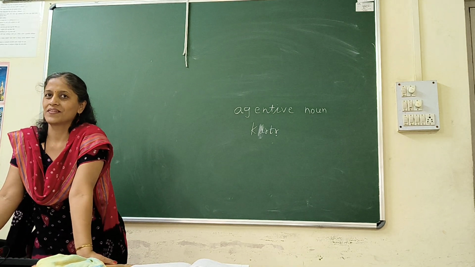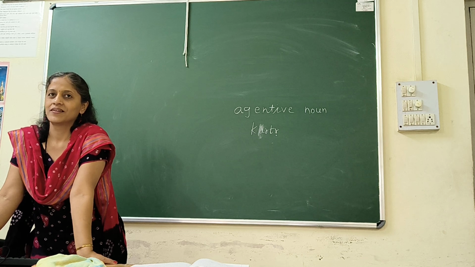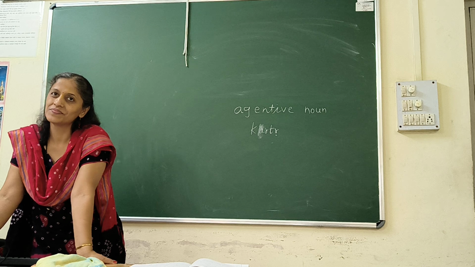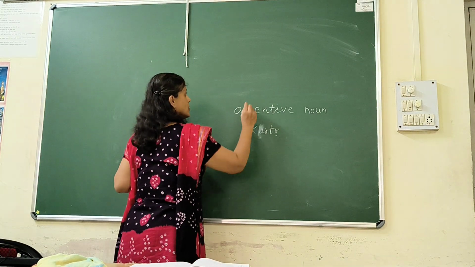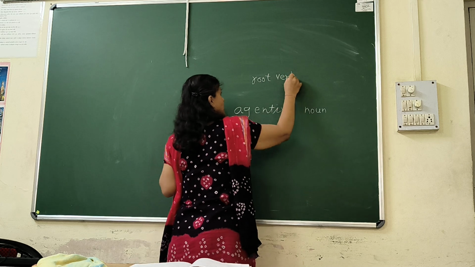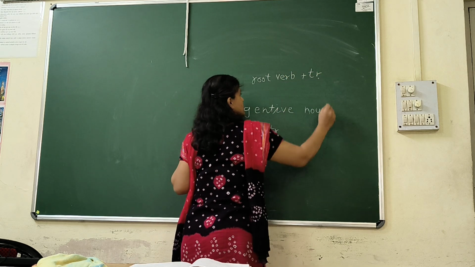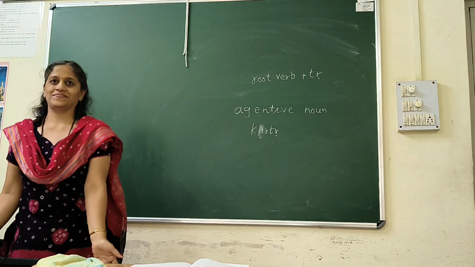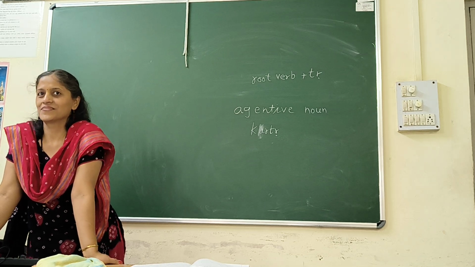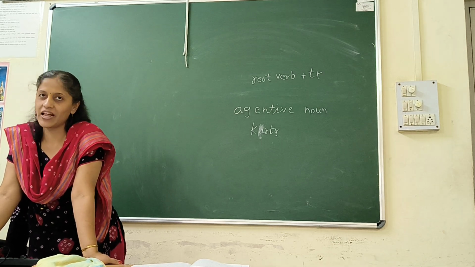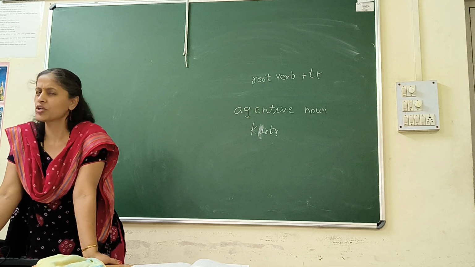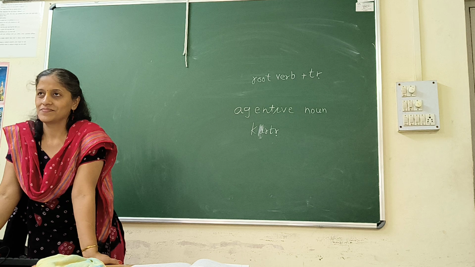Any rules to make the agentive noun? You have to add through. Root verb plus through gives you agentive noun. Yes, but sometimes it's different. Yes, sometimes it changes. There are some strengthening of the vowels in the root verb. Not always, but sometimes.